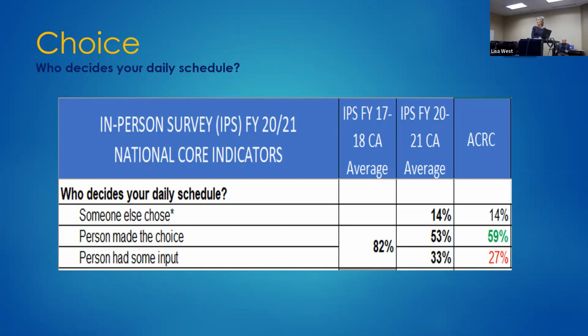And I also was thinking about making the choice and then having some input, and adding those percentages together. That just shows that there's 86% of involvement, some sort of involvement.